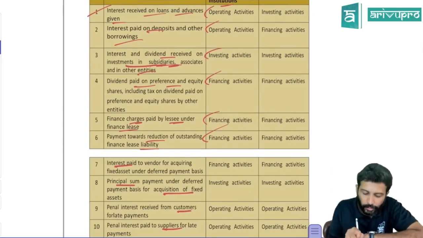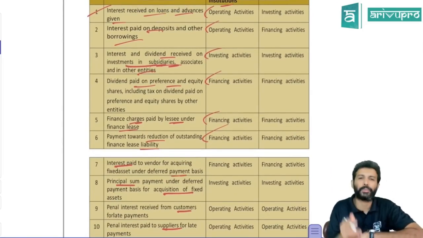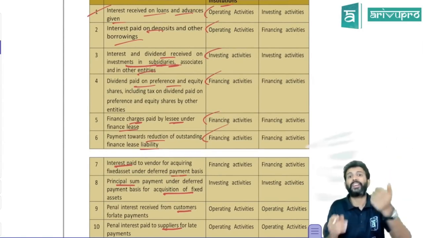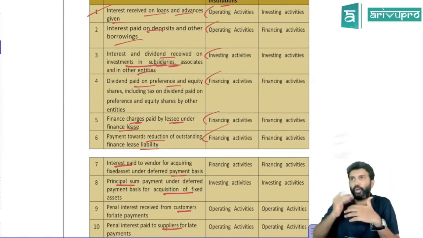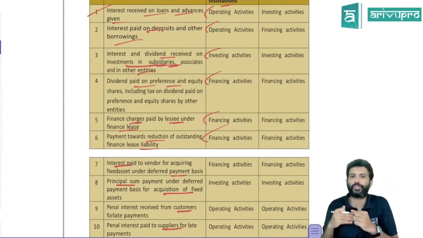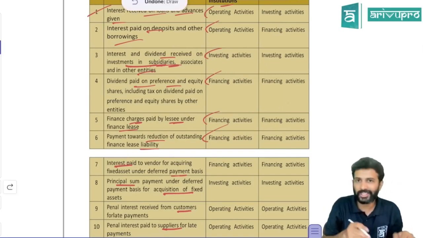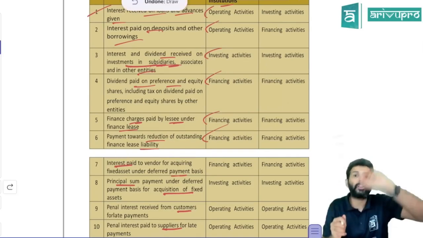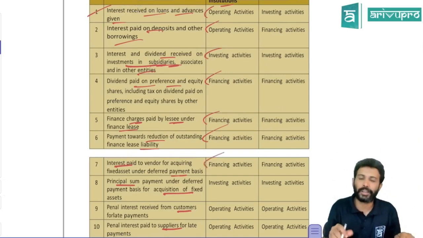Interest paid to vendor for acquiring fixed assets under deferred payment terms. Deferred payment means you are getting a free source of finance. You're not making the payment now, you're delaying the payment. So it acts as a free source of finance. So the interest paid on this is like what? It's like you have taken a loan, and on that you have paid interest. So this is the financing activity.